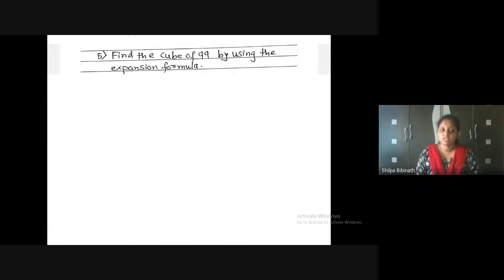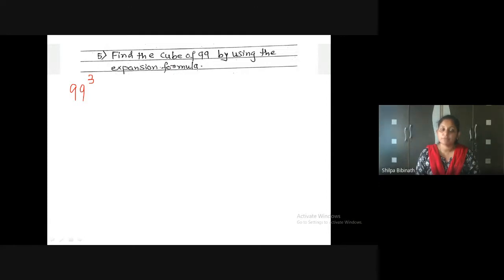Now, when such a question is given, find the cube of 99 by using expansion formula. That means with the help of formula only, we are going to find out the cube of 99. Now, this number 99 can also be written as what? 100 minus 1 will give you 99. Yes. So, what is the question asked? Find the cube of 99. So, 99's cube we need to find out, but using expansion formula.